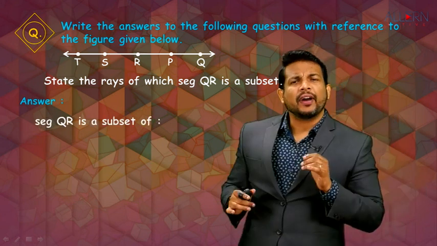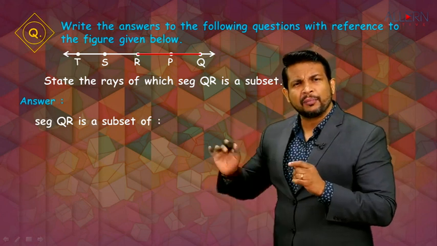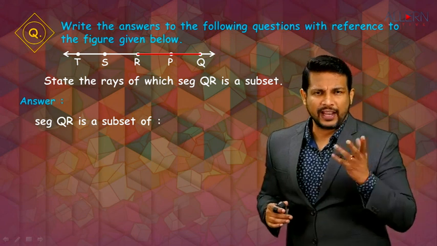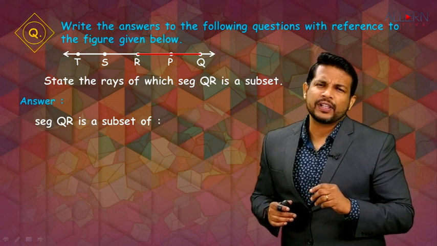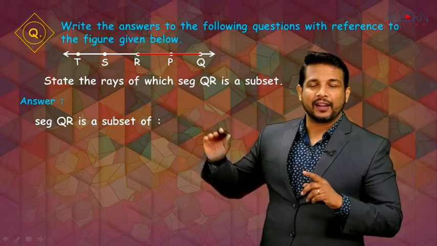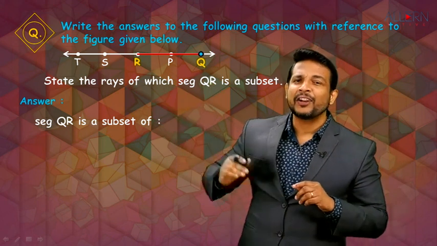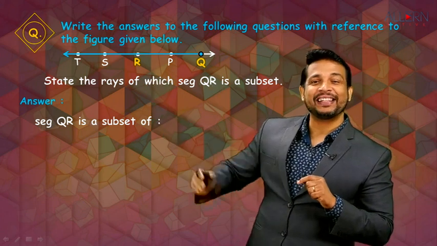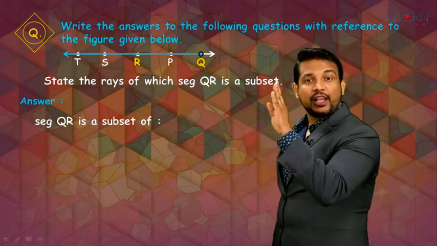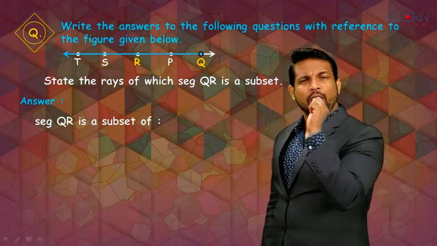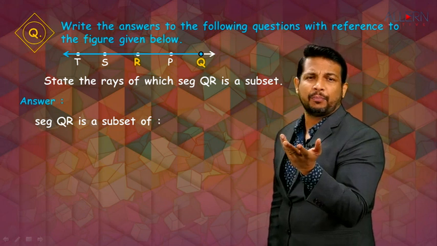So let's look at the first segment QR. When we say segment QR, we are talking about that. One thing is very clear: from the endpoints we get a ray. Now observe, we take the endpoint as Q. Everything moving in that direction, that ray, you can call QR, you can call it QT, QS, or QP; it's one and the same.